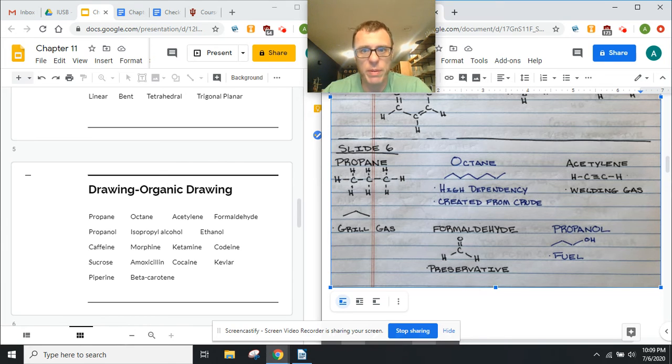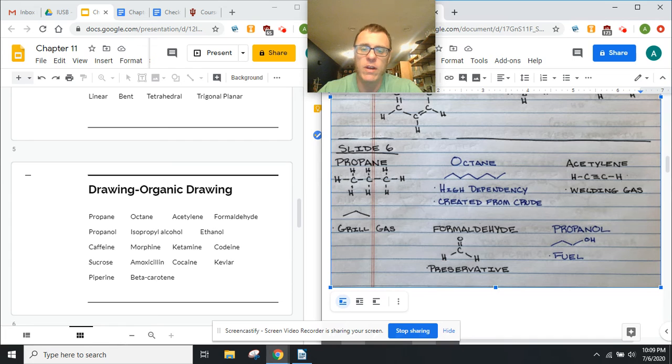Octane, we have a huge dependency on this. If you drive at all, it's created from crude oil. This has 8 carbons in it. You can see I'm starting to count right here. This guy, the end. 1, 2, 3, 4, 5, 6, 7, 8. There's 8, and it's only carbon and hydrogen, so I don't draw those. And we just get this nice squiggly line for octane. Acetylene, we already drew this one. Pretty easy. This is formaldehyde.